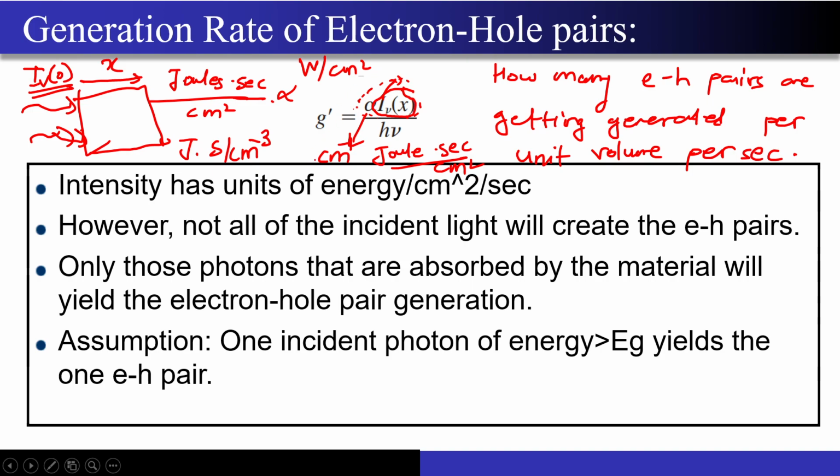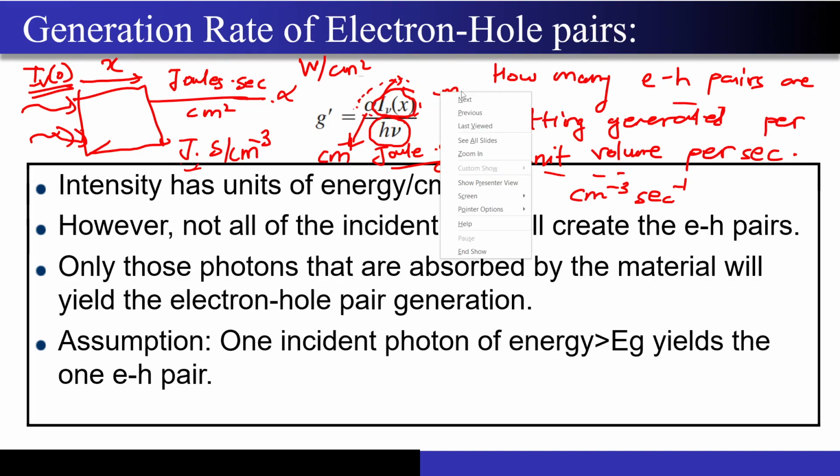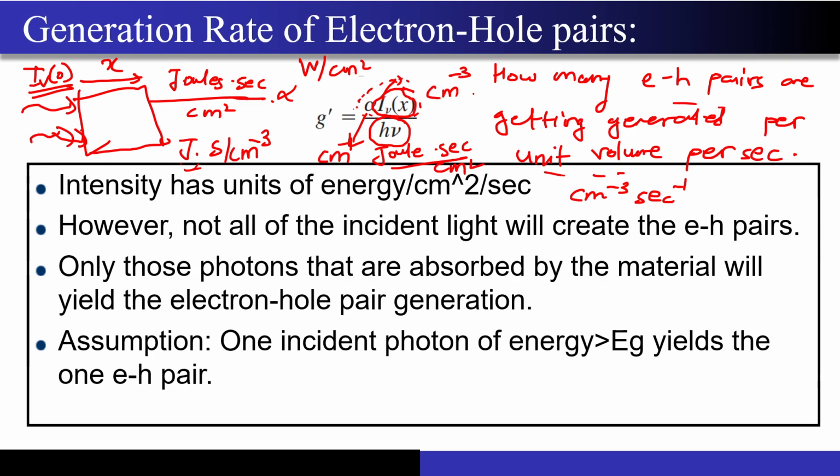Now what I have to do, see, this is the joules. What is this joules? Joules is nothing but the energy of each photon, right? Energy corresponding to each photon. And what I want is how many electron hole pairs are getting generated per unit volume. Per unit volume means per centimeter cube per second, right? This is what I want. So I have to divide it with respect to the energy of each photon, right? The moment I divide it with the energy of each photon, you will get this per centimeter cube per second, right? So I hope this is clear.